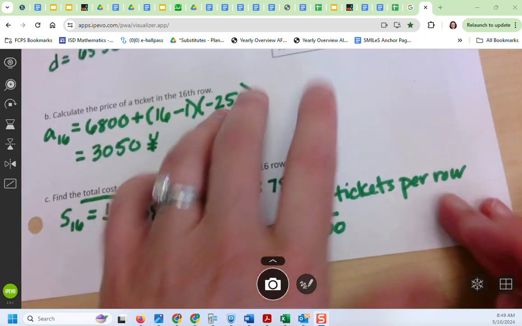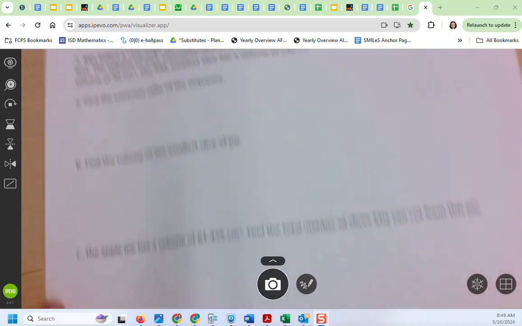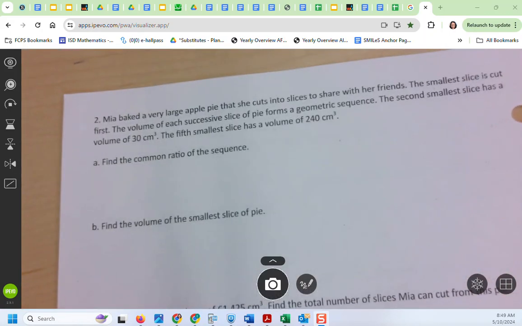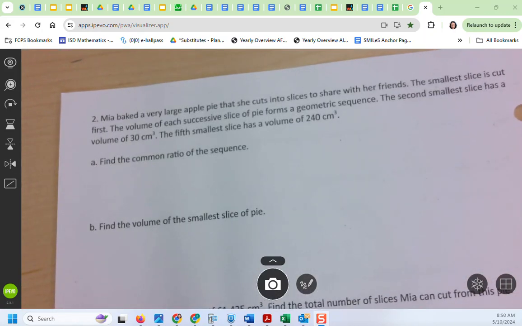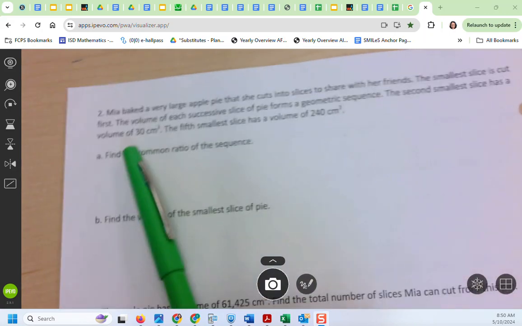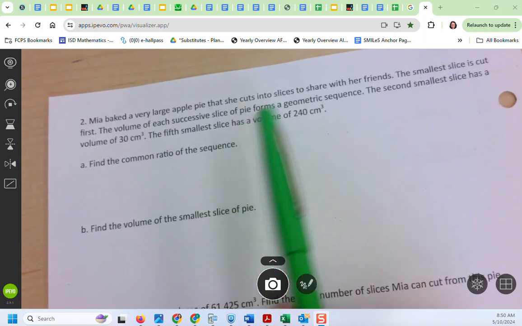All right, on the back we have another IB question. Here we go. Mia baked a very large apple pie that she cut into slices to share with her friends. The smallest slice is cut first, and the volume of each successive slice of pie forms a geometric sequence.